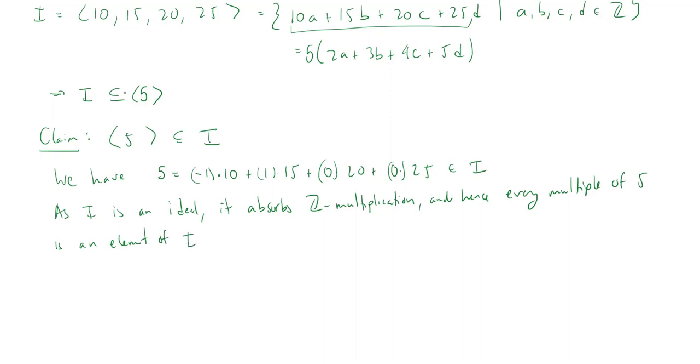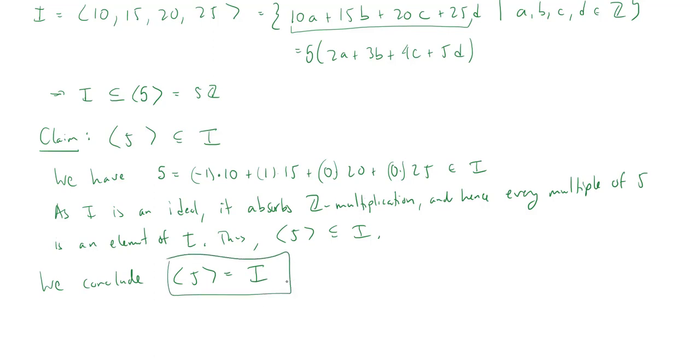But that's precisely what the ideal generated by 5 is. The ideal generated by 5 is all Z multiples of 5. So thus, the ideal generated by 5 is contained in I. So we conclude that the ideal generated by 5 is actually equal to I, and that was our goal. We wanted to show that I was a principal ideal generated by one element, and there it is.